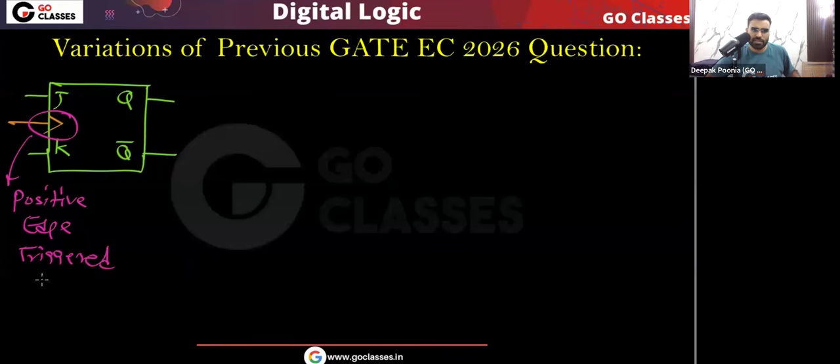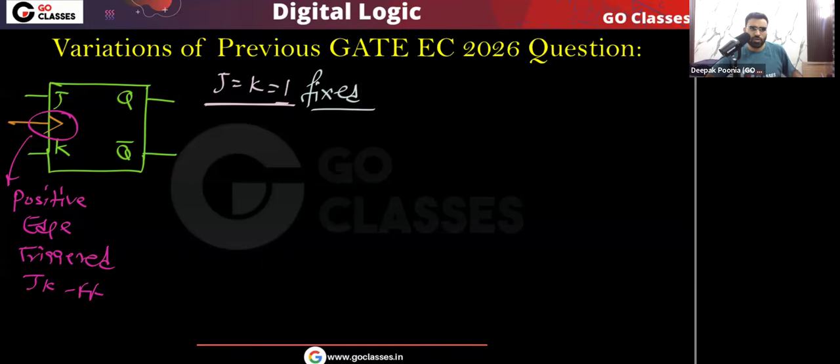So if you have a positive edge triggered JK flip flop and J equal to K equal to 1, that is fixed. In this situation, will the answer change? Let's quickly see. The answer will not change, because you can see this is the clock signal. Let's take this clock signal.